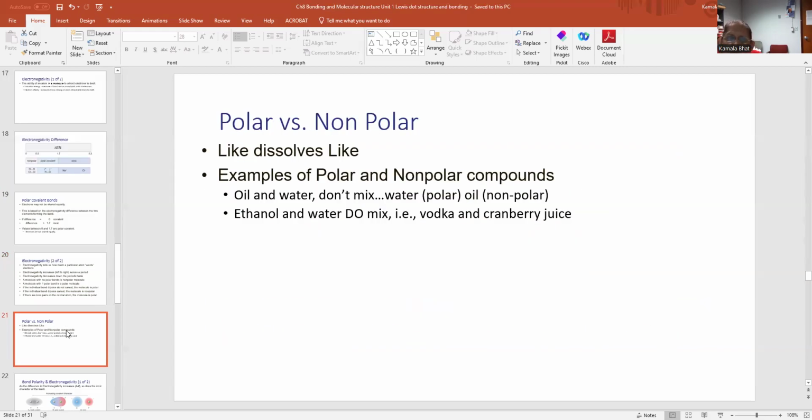The concept of polar and nonpolar arises because like dissolves like. For example, oil and water do not mix because water is polar and oil is nonpolar. On the other hand, if the molecules are polar, like water and alcohol or ethanol, they mix because both of them are polar.